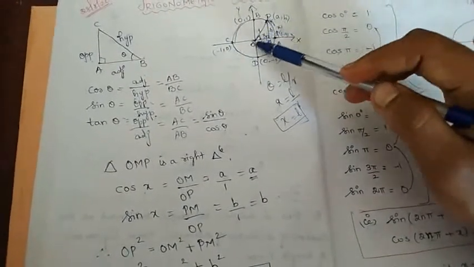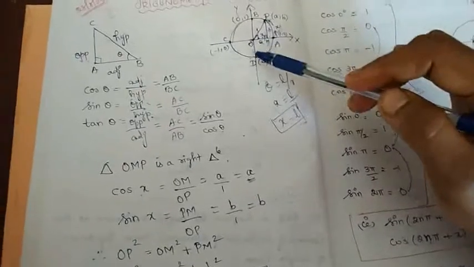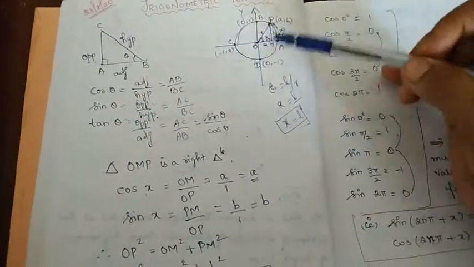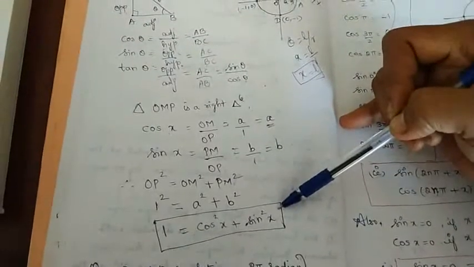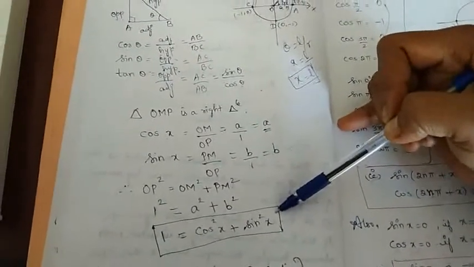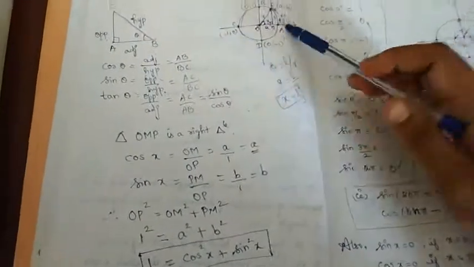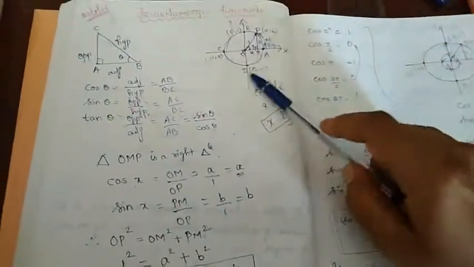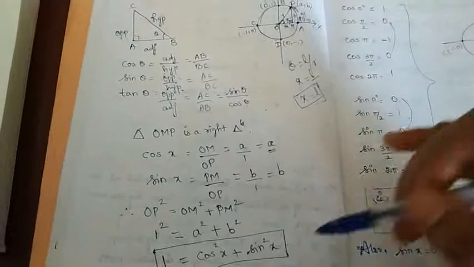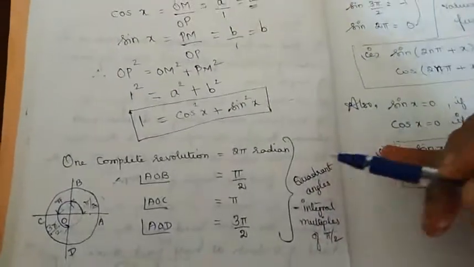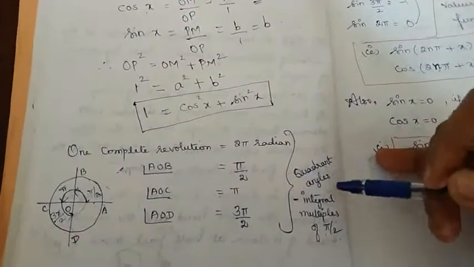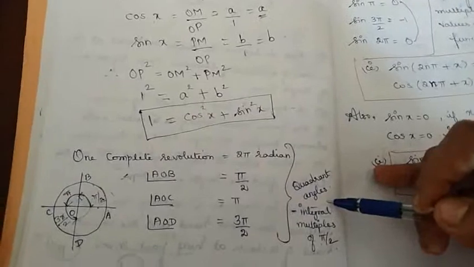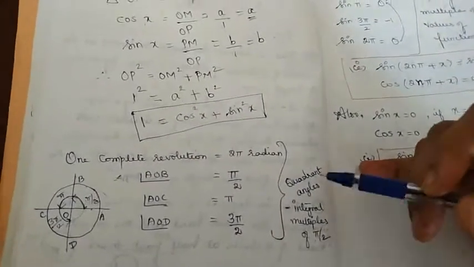It's a unit circle, so the radius is going to be 1. So cos x will be a and sin x is b. So from this we told cos square x plus sin square x is equal to 1. This is a known identity. We have derived it using the unit circle which we have considered. So first we have learnt the identity, then we have seen what are the quadrant angles. Integral multiples of pi by 2 are called quadrant angles.